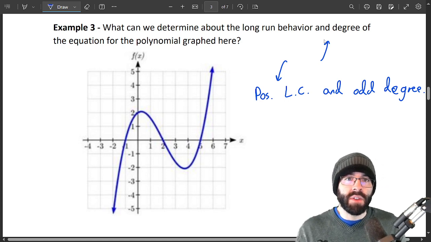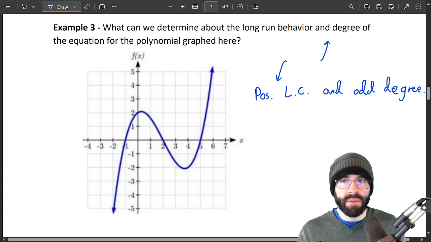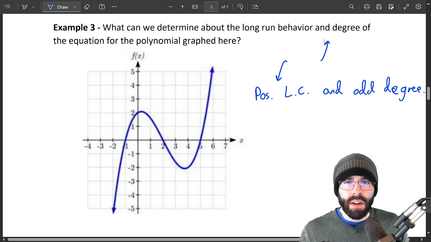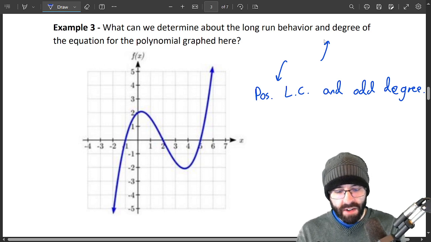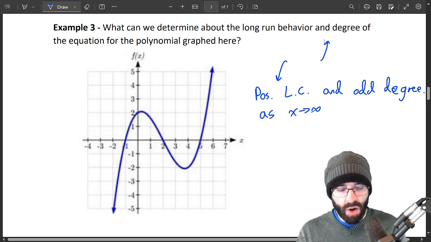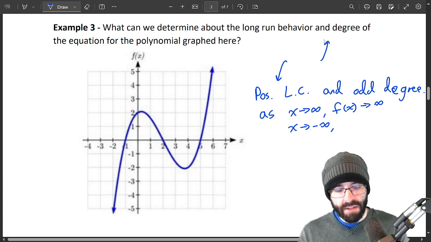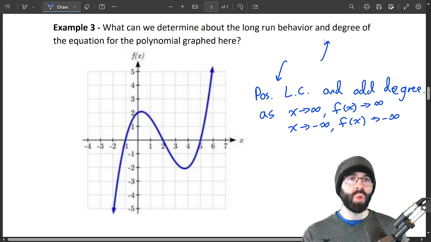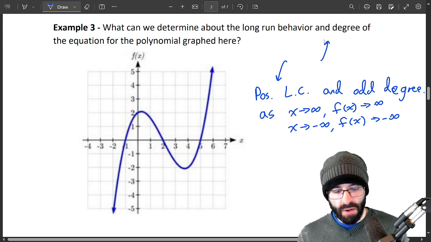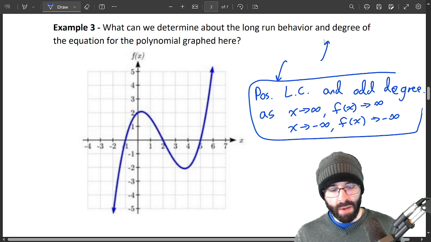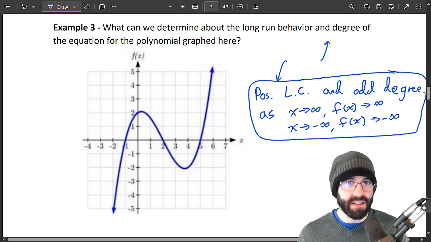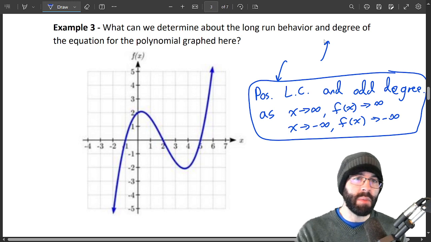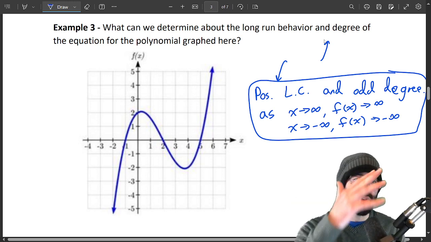All right. So we know the long run behavior. We mentioned what we know about the degree. I drew the picture for the long run behavior. So let's actually write it out. As we go all the way to the right, the function goes all the way up. As we go all the way to the left, the function goes all the way down. So notice the words I'm saying, they really do kind of match with what I'm writing. The math means what I'm saying. As x goes to positive infinity, that means as we go all the way to the right.